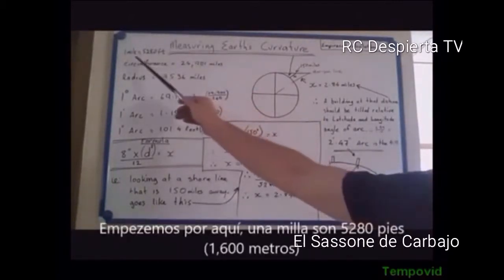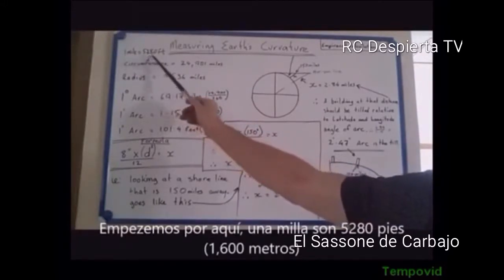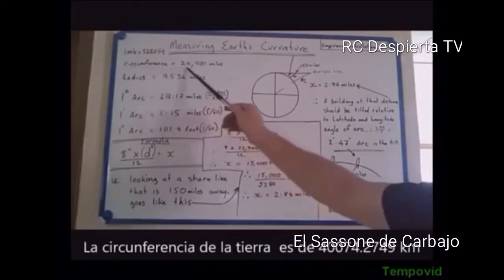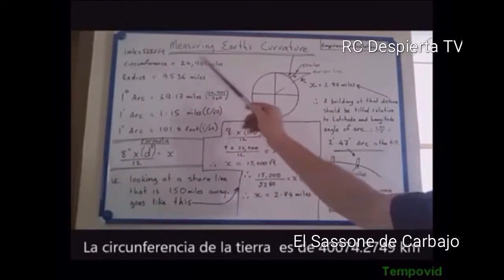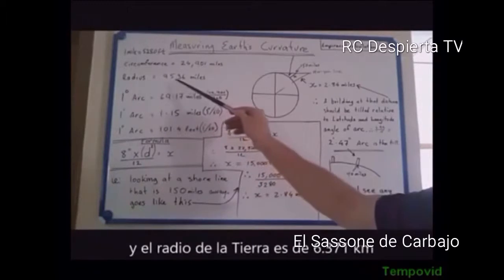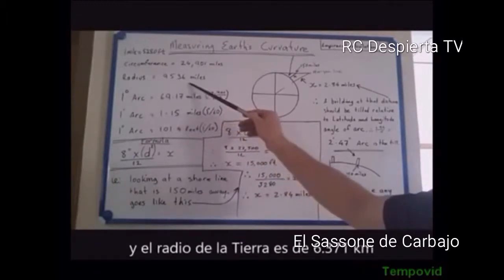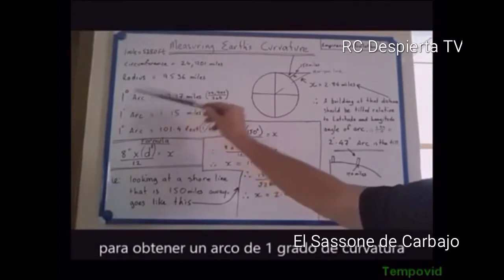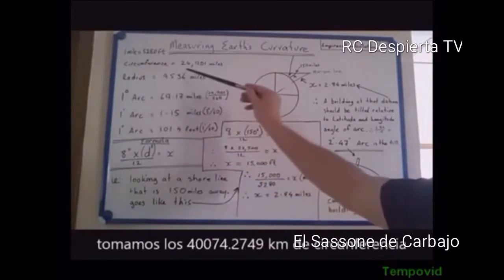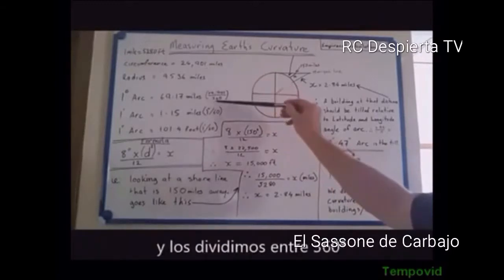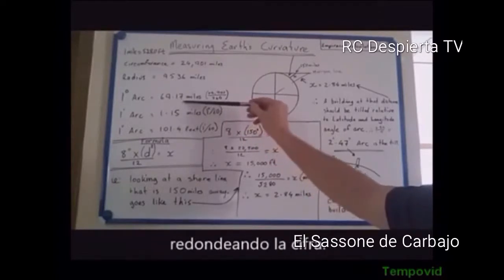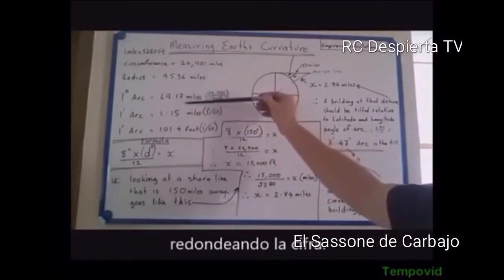Okay, starting from here, a mile is 5,280 feet. The circumference of Earth is 24,901 miles, and the radius is 9,536 miles. To get 1 arc degree of curvature, we take the 24,901 miles and divide it by 360 degrees. That gives us 69.17 miles, rounded down. All figures have been rounded down.